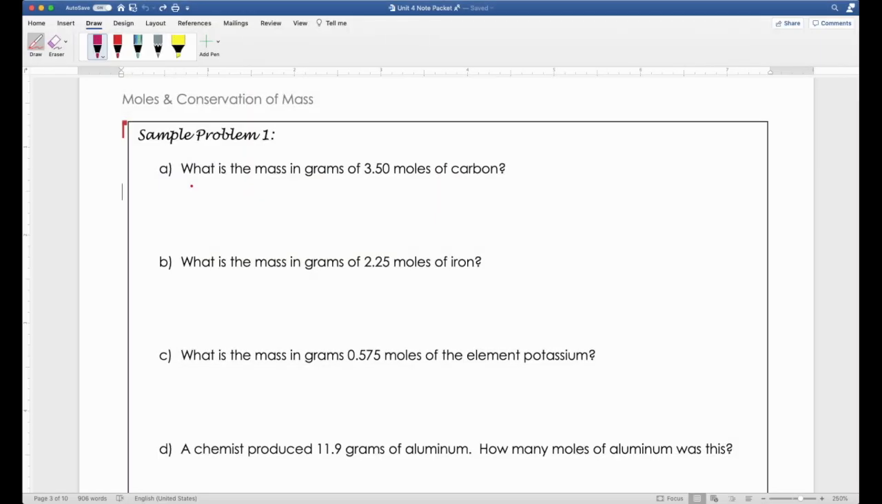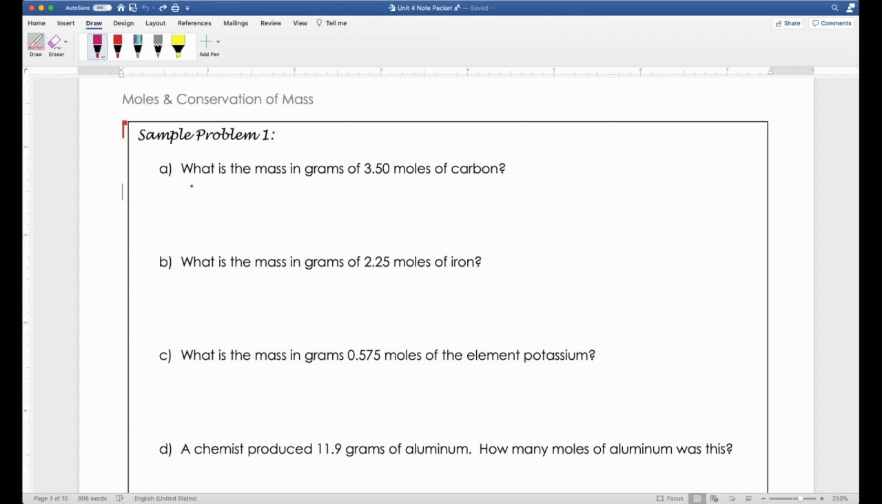So let's go ahead and do these next sample problems together. We're not going to do every single one, but I would like for us to do most of them, all of the one-step problems. So I have a new little setup over here, which is kind of interesting. My sister gave me this pad I can write on, and it goes right on the screen, so that's cool. What is the mass in grams of 3.50 moles of carbon?